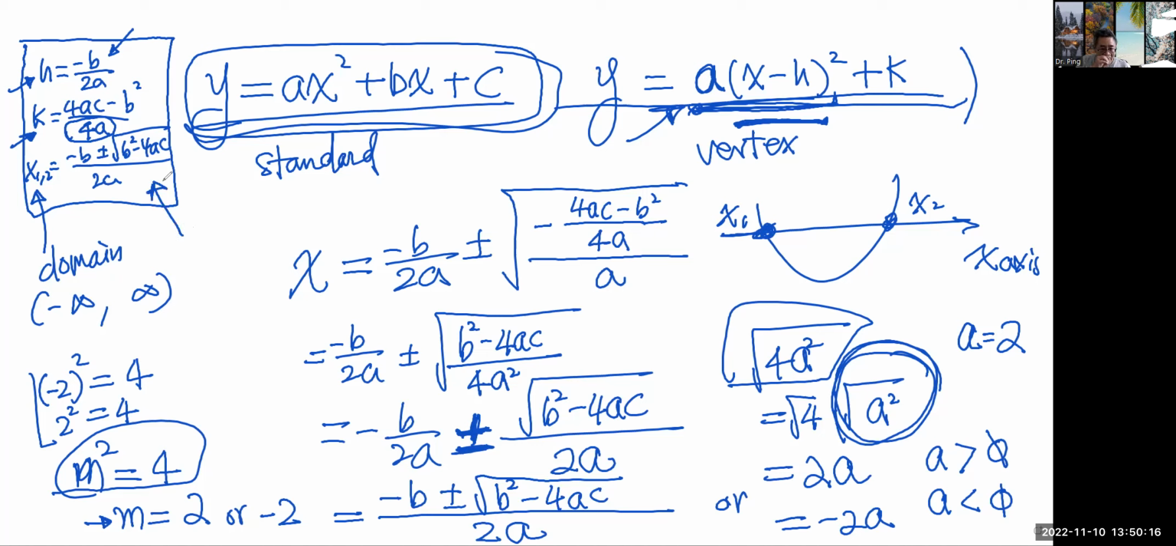So as long as you know the two forms of a quadratic function and you know how to derive the two formulas, then you have a very good mastery of quadratic functions. All right, I will see you next time.